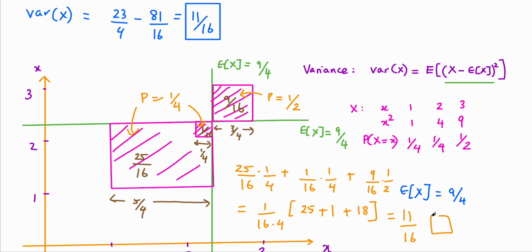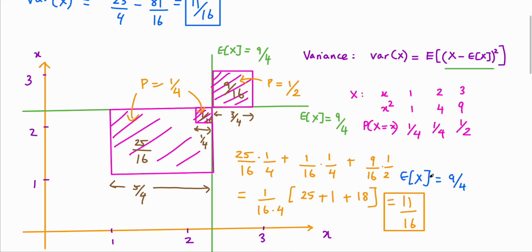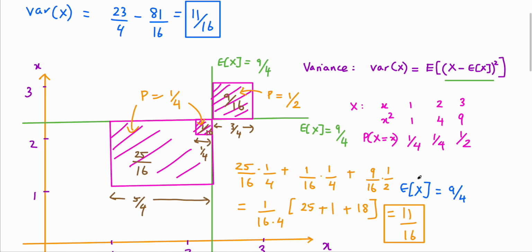We managed to get, whoops, okay, for some reason Notability wants this to be a square. Okay, and we are done, right? So we actually got the same number that we got earlier. So the variance computed by both the traditional way and the innovative, graphical, and confusing way is 11/16.